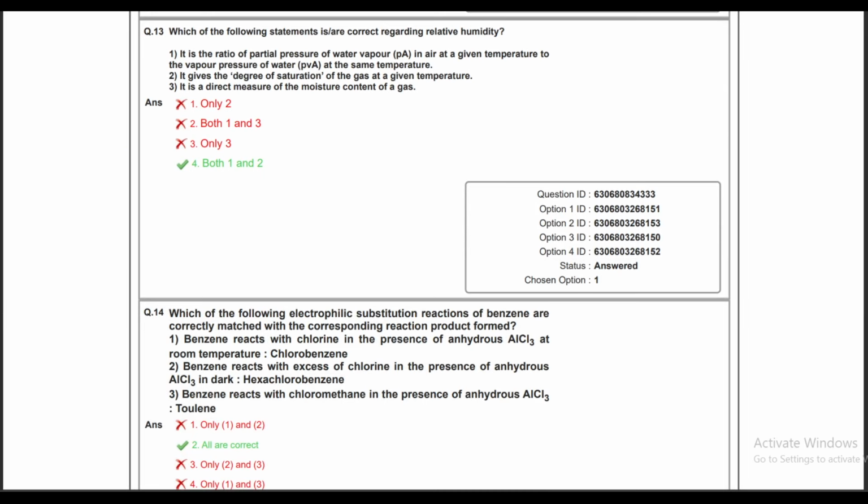In the next question, which of the following statements are correct regarding relative humidity? First is, it is the ratio of the partial pressure of water vapor in air at a given temperature to the vapor pressure of water at the same temperature. Yes, this is a correct statement. Second is, it gives the degree of saturation of gas at a given temperature. Yes, this is also correct. Third is, it is a direct measure of moisture content in gas. This statement is wrong. Overall, the first and second statements are correct.